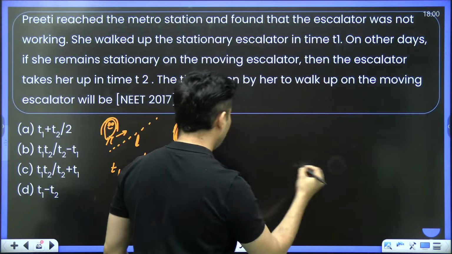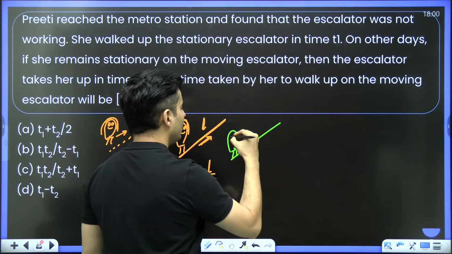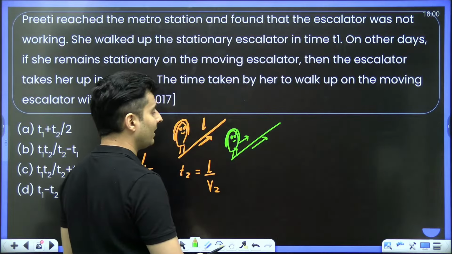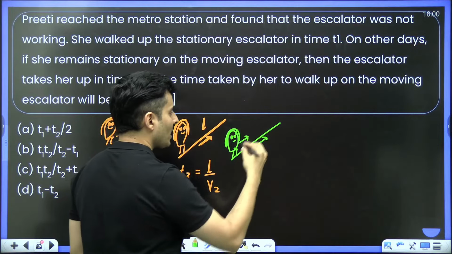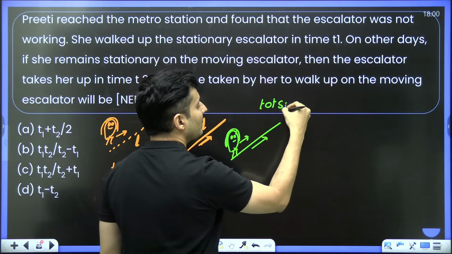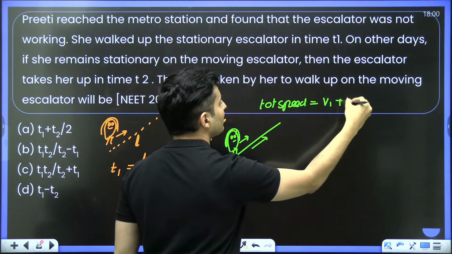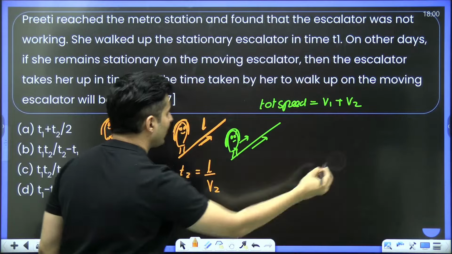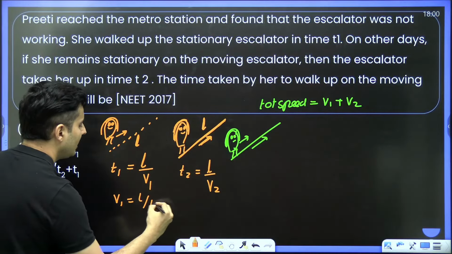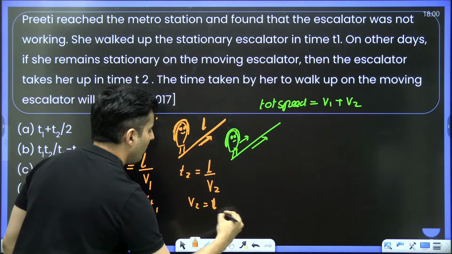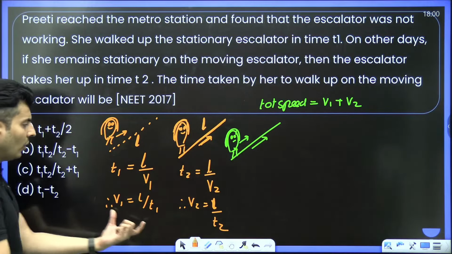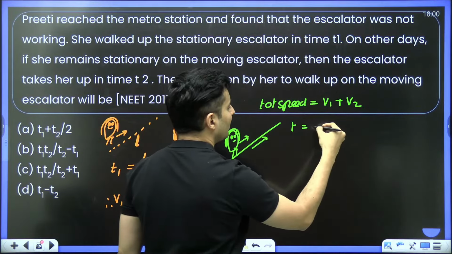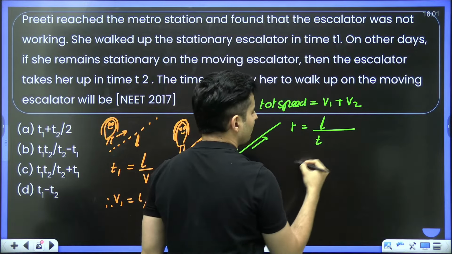Now, on another day, when Preeti is not just standing but also walking on that moving escalator, how do I find the time? The total speed of Preeti will be v1 plus v2. Agree or disagree? I can find v1 and v2 right over here. v1 is L by t1 and v2 is L by t2, right? So v1 and v2 I know. The time taken to go up will be the total distance upon the total time.